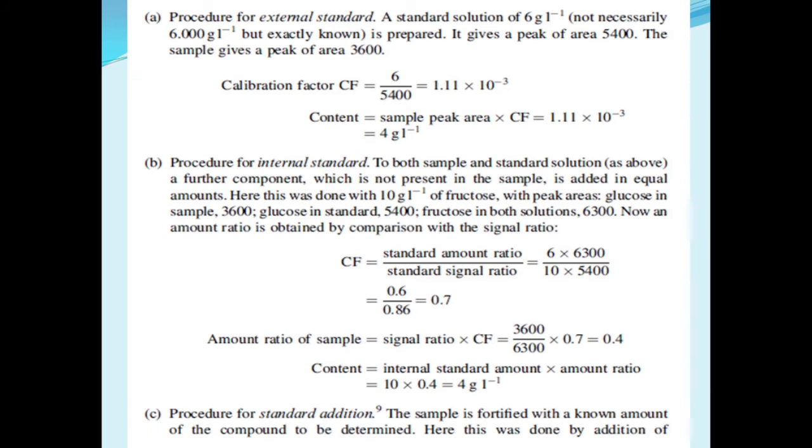First, procedure for external standard. A standard solution of 6 gram per liter, not necessarily 6.000 gram per liter, but exactly known, is prepared. It gives a peak of area 5400. The sample gives a peak of area 3600.